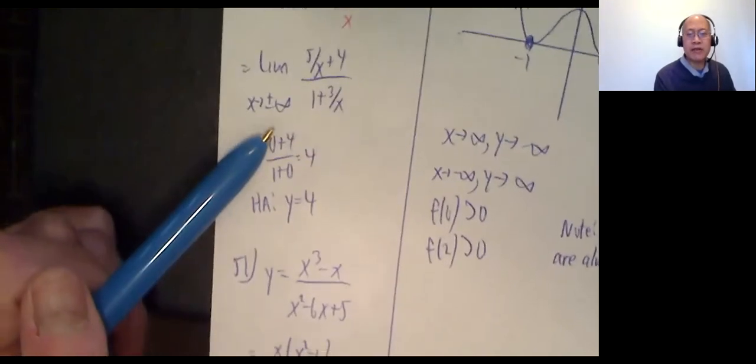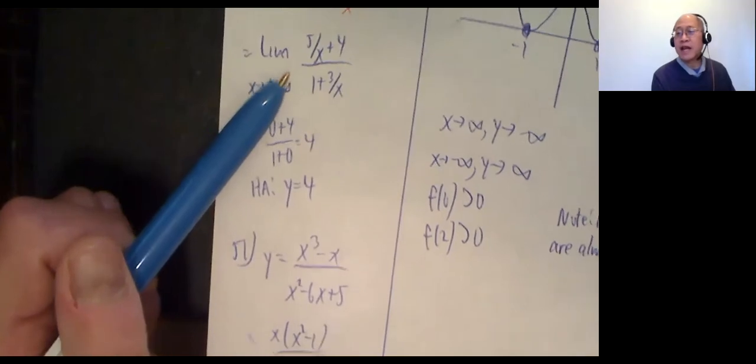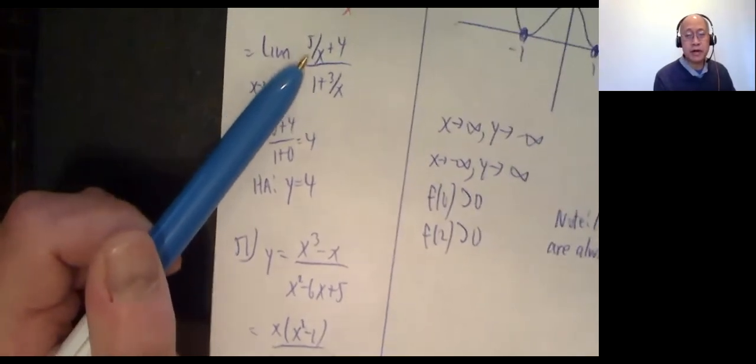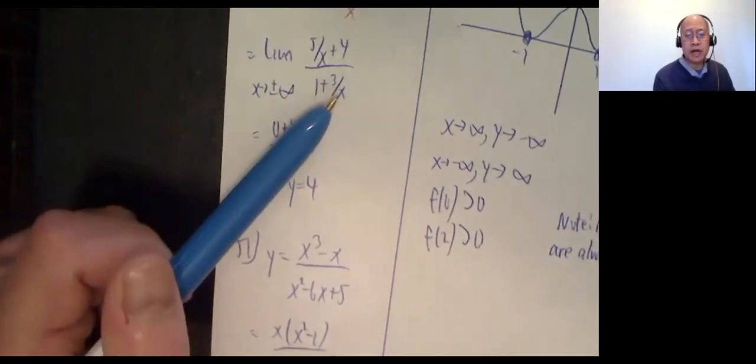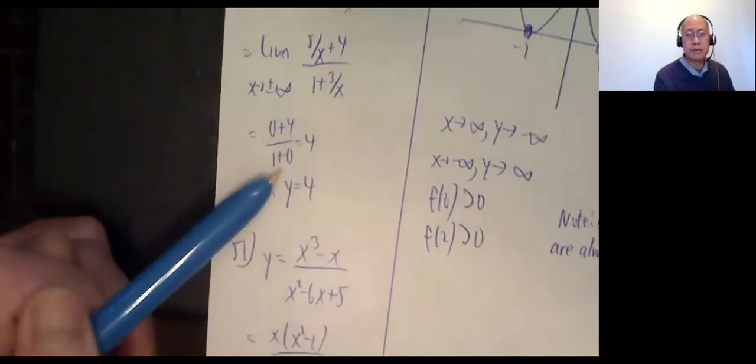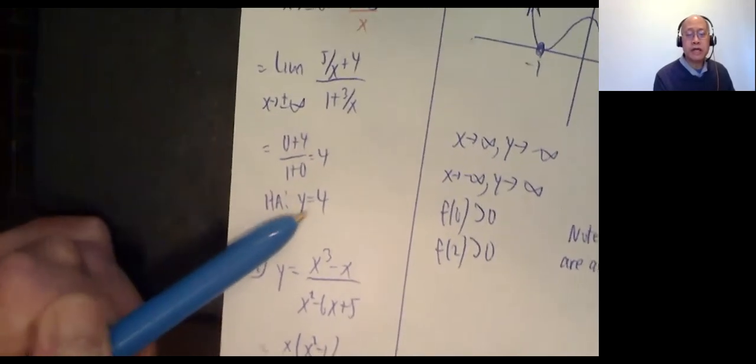And even if I plug in negative 1 billion, 5 divided by negative 1 billion is still nothing. Likewise, 3 divided by negative 1 billion is still nothing. So you get the same limit. So my horizontal asymptote is y equals 4. Vertical asymptote, x equals negative 3.